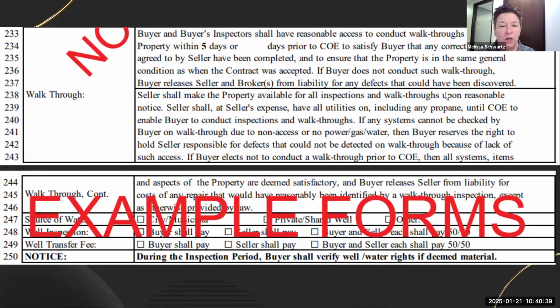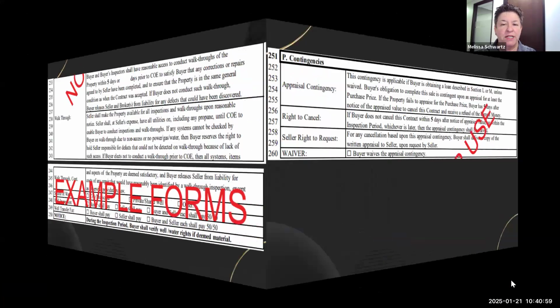Okay, so walk through source of water, well inspection, well transfer, water rights if it's deemed material. There is a septic and well water combined addendum. So if that is something you're dealing with, there's a combined addendum here.